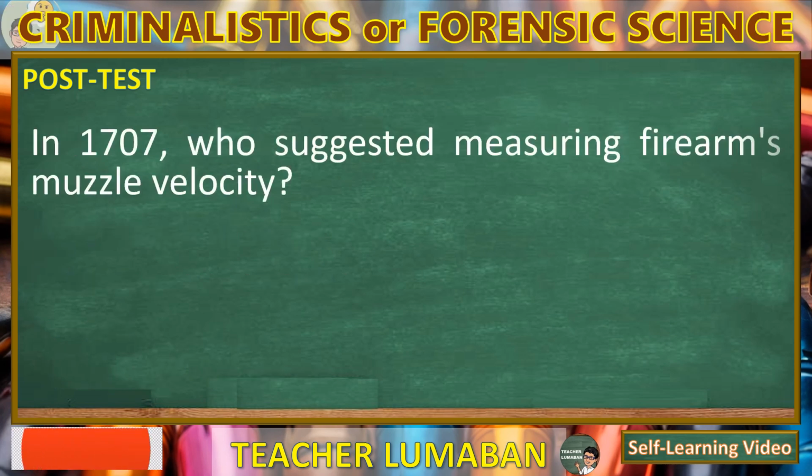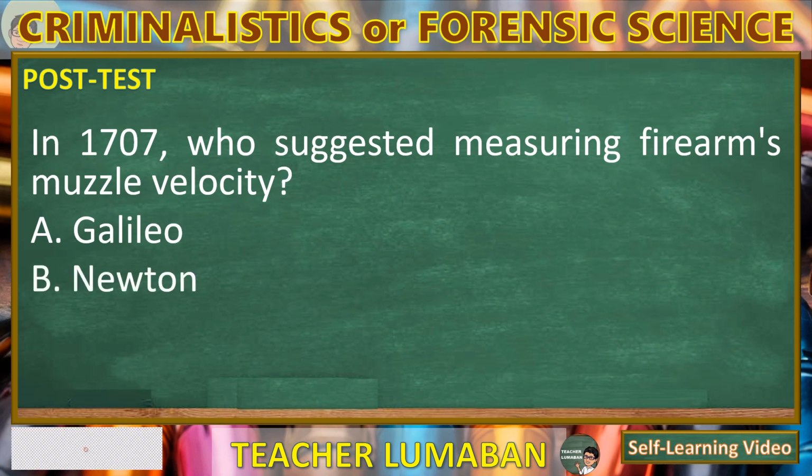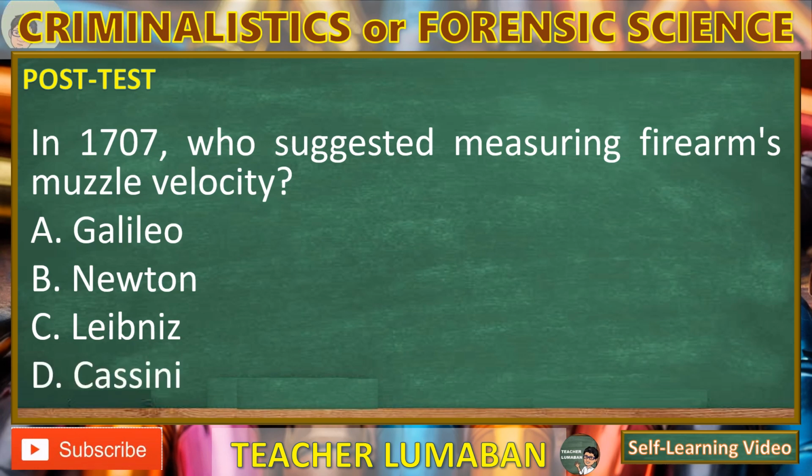In 1707, who suggested measuring firearms muzzle velocity? A. Galileo. B. Newton. C. Leibniz. D. Cassini.